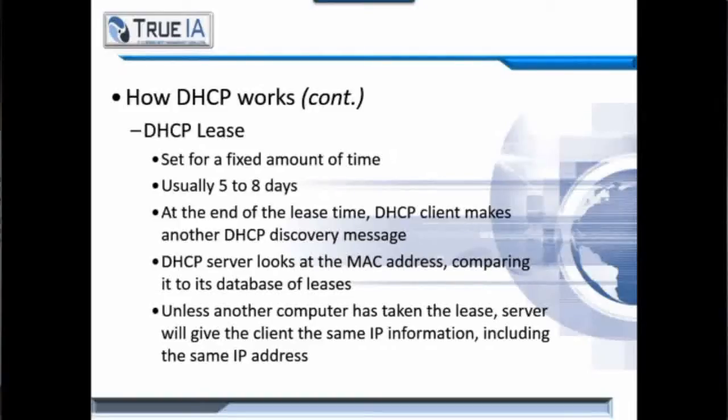Now, the DHCP lease is set for an amount of time, usually between 5 and 7 days. At the end of the lease time, the DHCP client, your computer, makes another DHCP discovery message, and then the process starts over again.